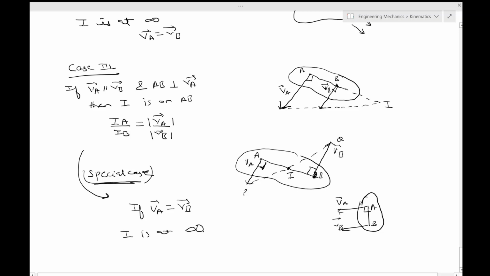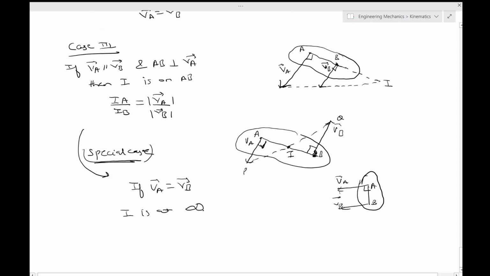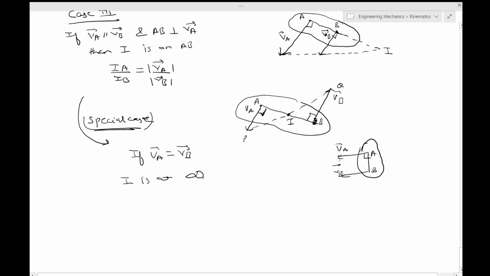If you have a body which is, say, a cylinder like this rolling without slipping, then the instantaneous center is over here, because at this given time it will feel as if this is rotating about this point I. So there are many situations in which you can find out the instantaneous center of rotation, and it will only be useful for finding velocities.